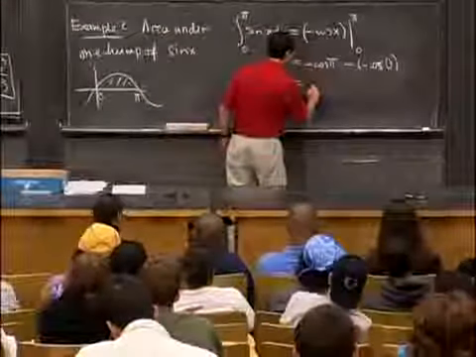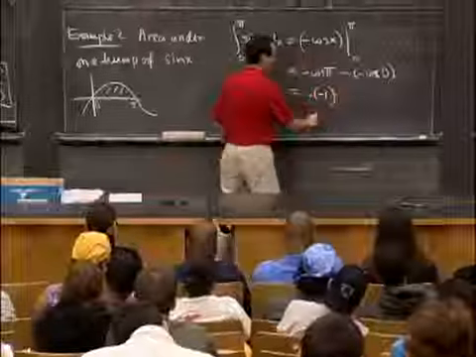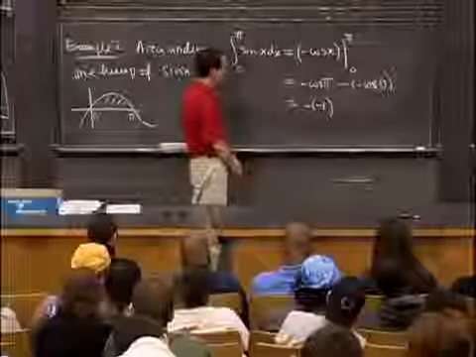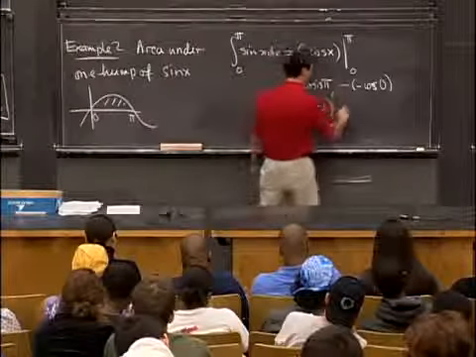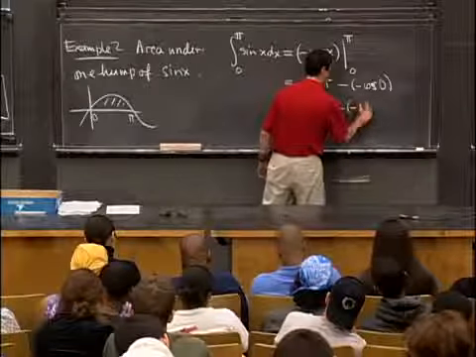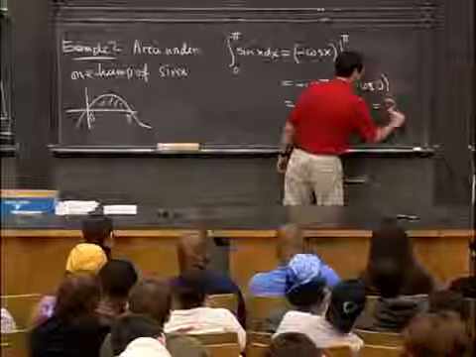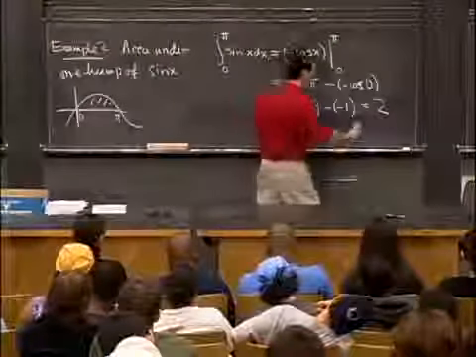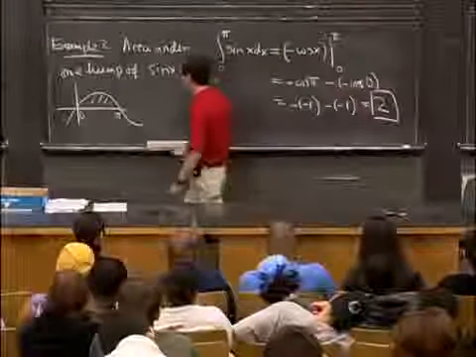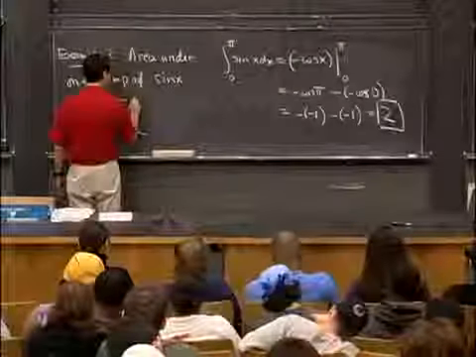All right, so the next one is that this is minus 1, minus negative 1, if you like. And then this is minus, and here's another negative 1. All right, so altogether we have 2. So that's it. That's the area. This area, which is hard to guess, is area 2.